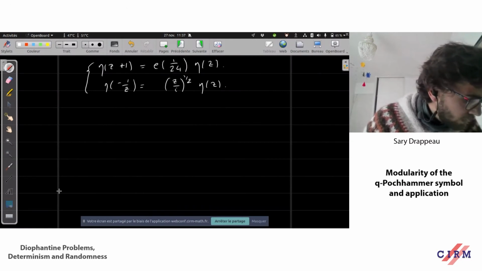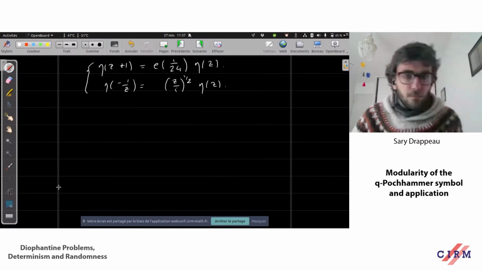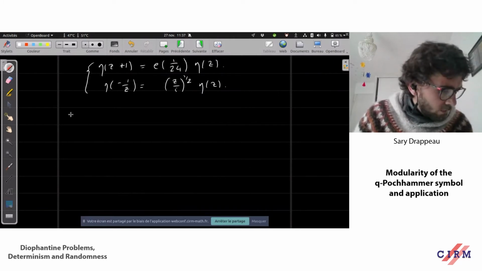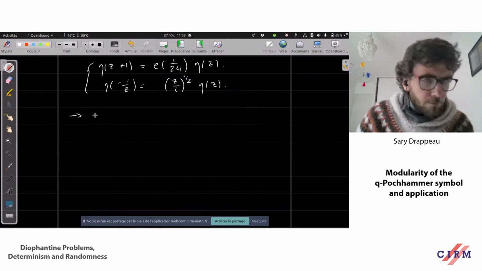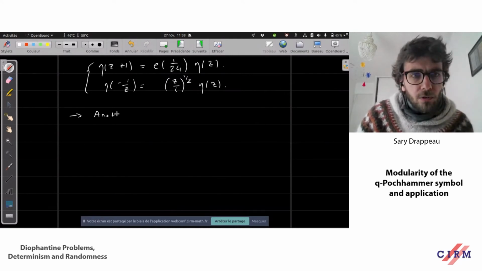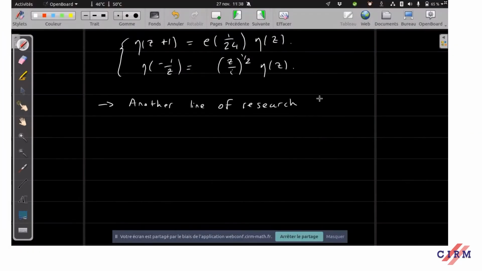Closer to what I'll discuss today, there has been another line of research devoted to studying sine products.